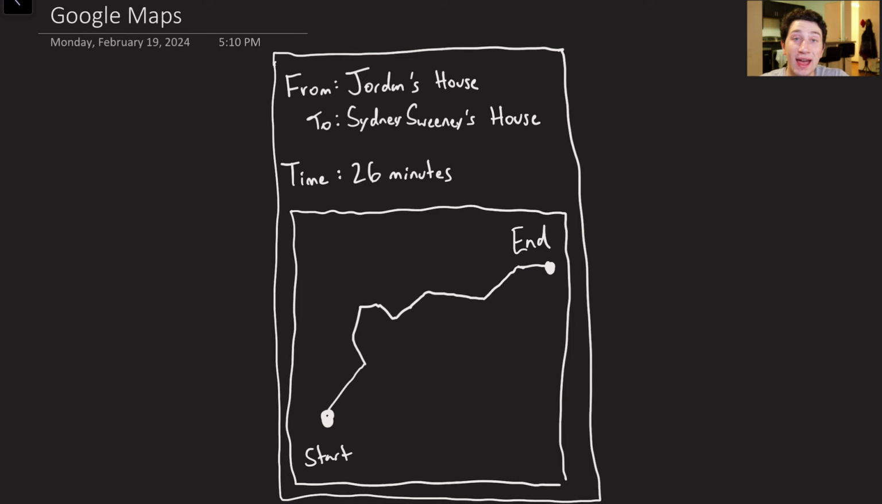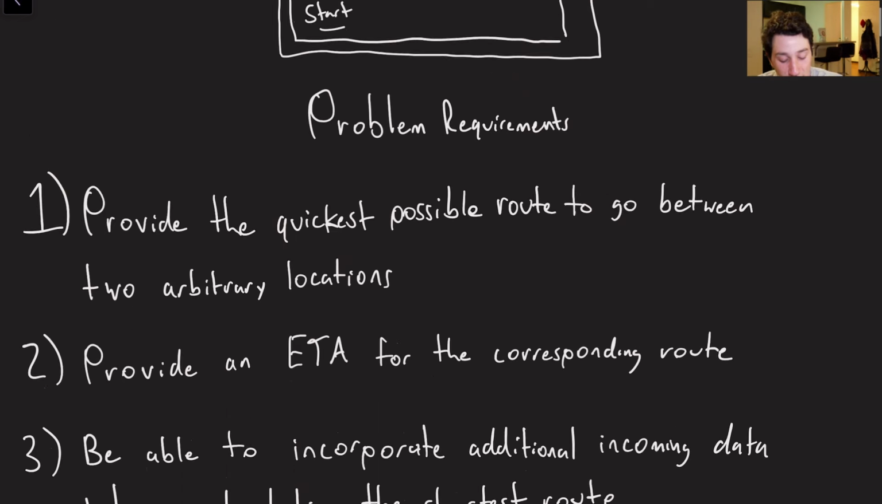So one route that I happen to take very frequently is from my house to Sydney Sweeney's house. We're good friends. And it takes 26 minutes to get there, and here's the route from start to finish. And Google Maps is going to tell me the directions to get there. So note that there's an ETA, and note that there is a route as well.